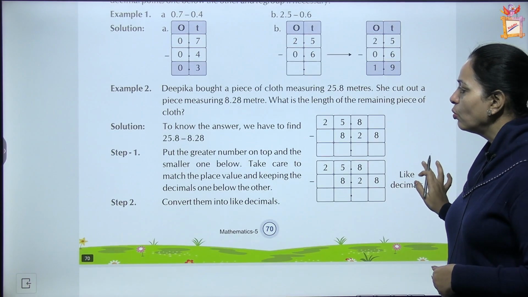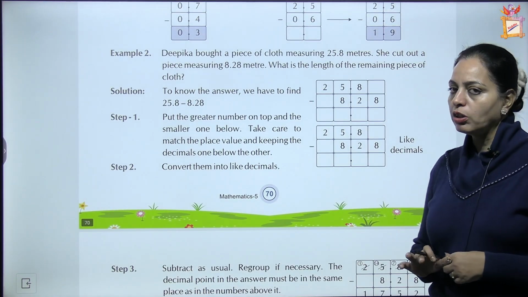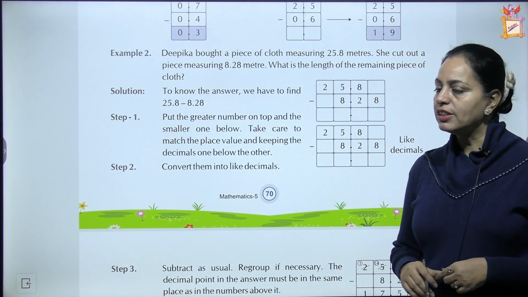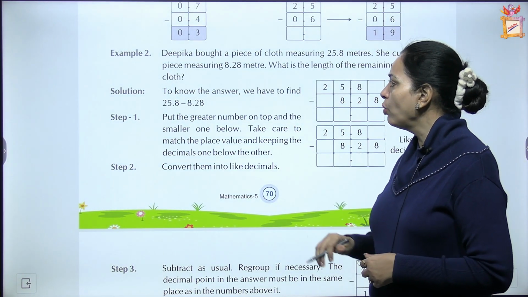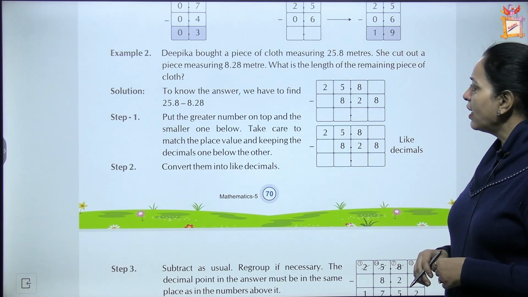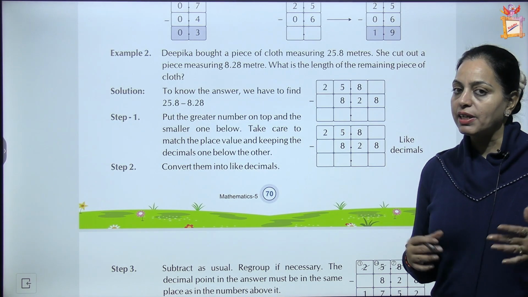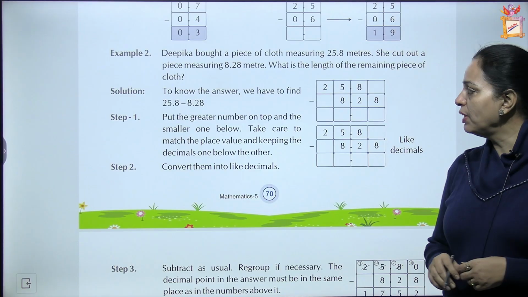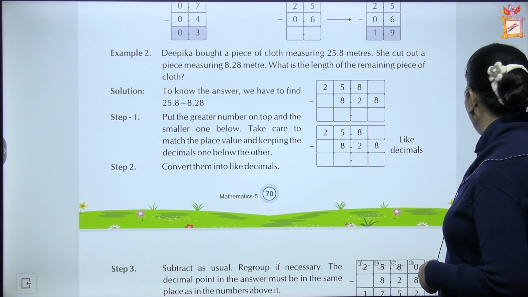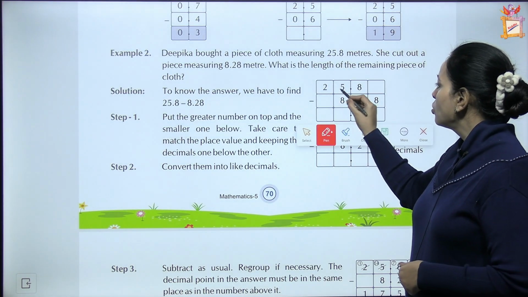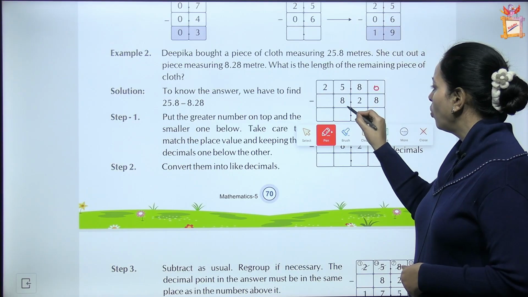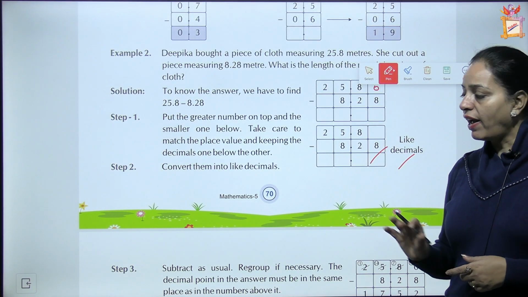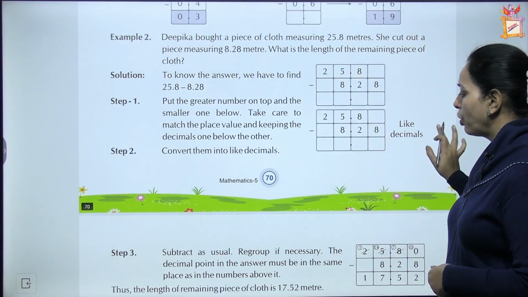Now example 2, Deepika bought a piece of cloth measuring 25.8 meters. She cut out a piece measuring 8.28 meter. So what is the length of the remaining piece? It means minus. So total minus length of the piece. So now just convert into like decimals. So 25.80 and 8.28. Okay. Write it very carefully, that is more important.